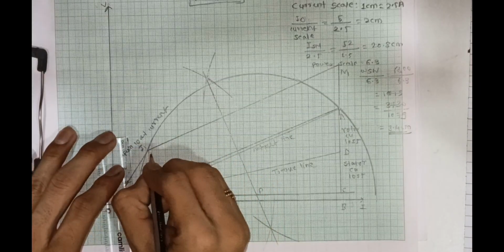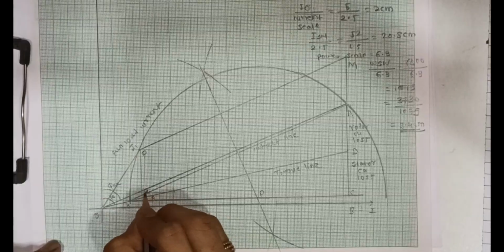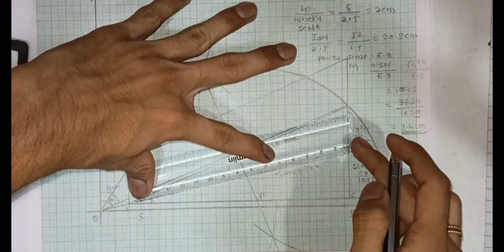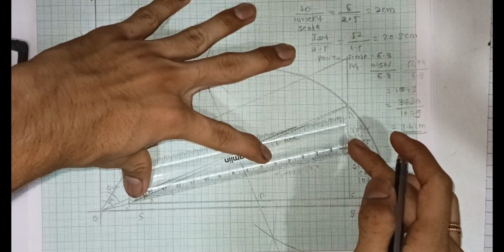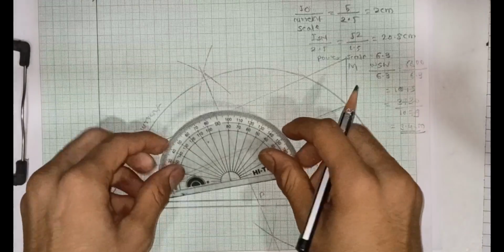Now join I1 and the origin, which represents full load current. Now draw a line from I1 and name it P. Name the output line point K and the torque line point R.